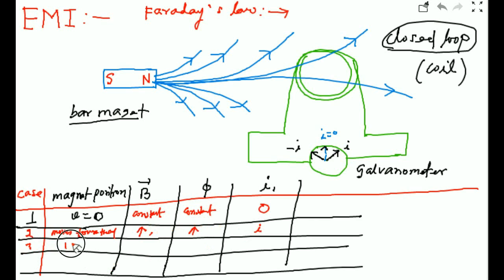Third, they again stop the bar magnet, and again they observe the current in the galvanometer is 0. Fourth case, when the magnet moves away from the coil, again they observe current in the coil, but in the opposite direction, minus I. So this experiment was done by Faraday. The conclusion of this experiment is that whenever the flux changes in a closed conducting loop through a magnetic field, EMF is produced in the loop.